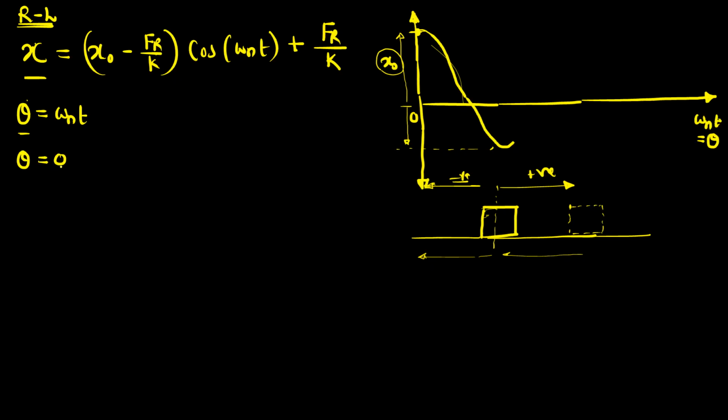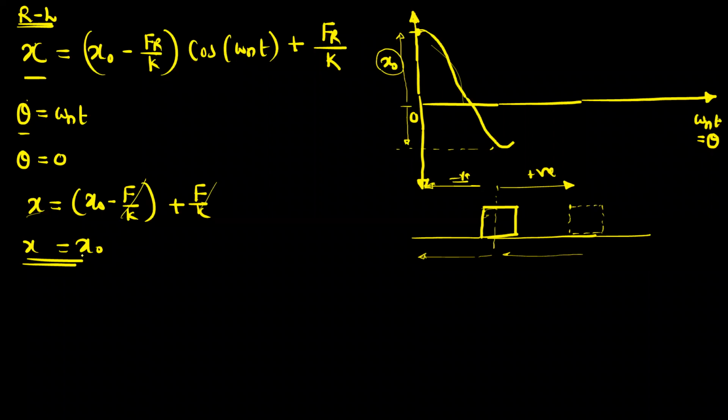You can cross check this. Put theta 0 in this equation. So x is equal to x0 minus f upon k, cos 0 is 1, and plus f upon k. So this will get cancelled. So the value is x0 only. That means at the initial time, mass is already displaced towards the right side, that is at x0. Now the second condition is after pi radian.